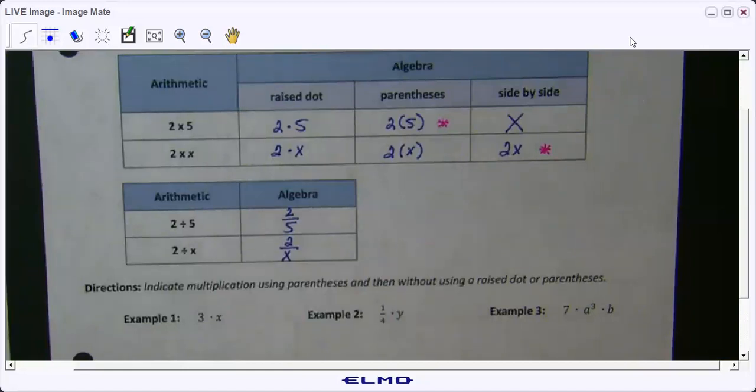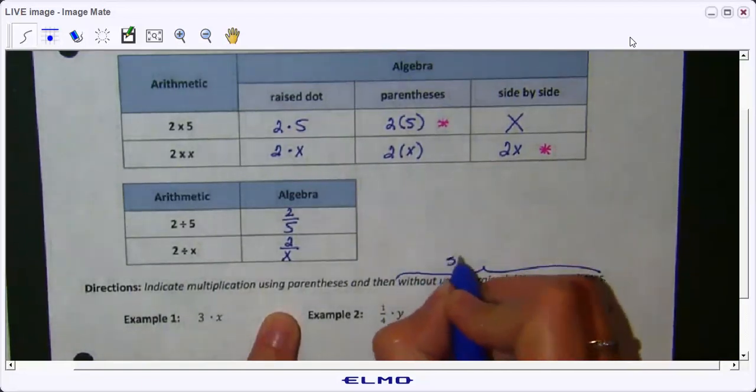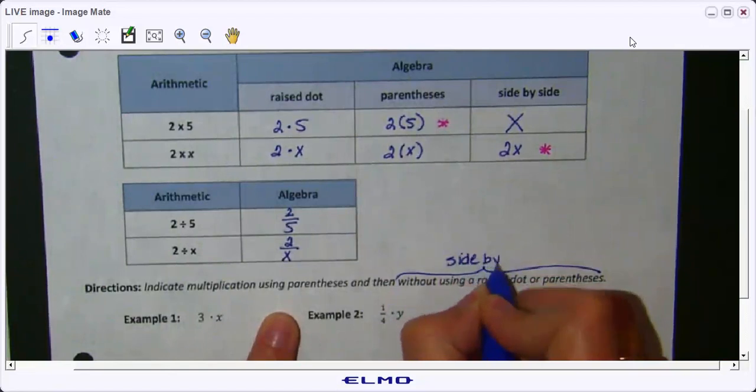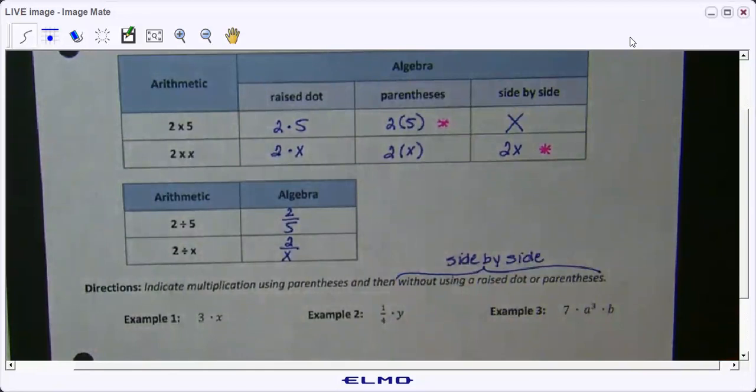All right, so in your textbook, you will have problems that will say, indicate multiplication using parentheses, and then without using a raised dot. Okay, that's a little bit confusing. Without using a raised dot means side by side. This is what it says in your textbook. So that's why I wrote it this way. And when you're doing your homework, it's always important to go back and look at your notes, because I have things in the notes that are similar to what will be on your homework, so you can kind of get a guide as to how to solve the problem.